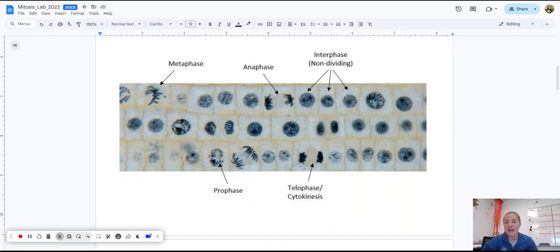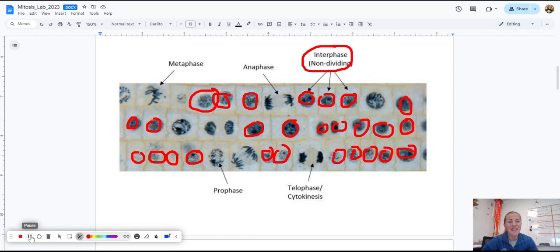So if we look down at this picture of these different cells, we can see that we have a lot of different phases going on. If we're looking at cells that kind of look like this with just that circle in the middle, that is going to be interphase. So I have a couple other cells that are in interphase. Over here, we just see their little nucleus. I'm just going to go through and circle all of the ones that are in interphase. Okay, so I went through and circled all of the ones that are in interphase.